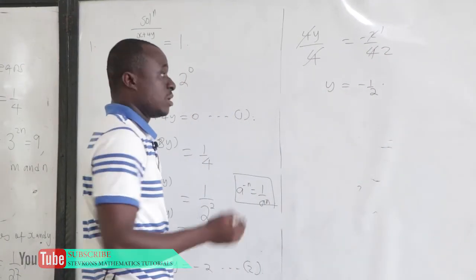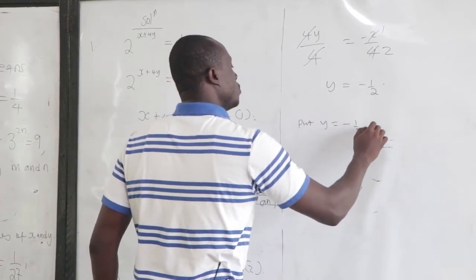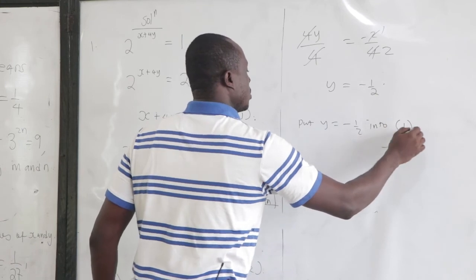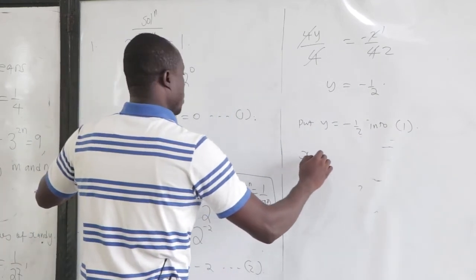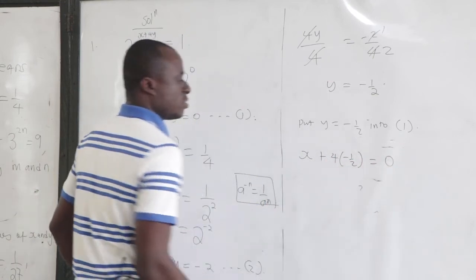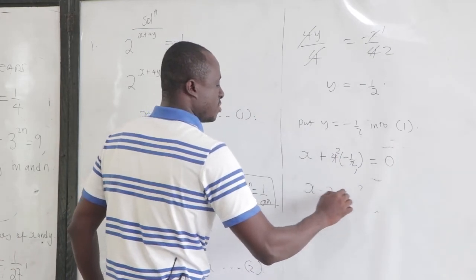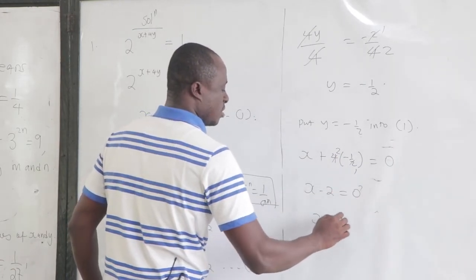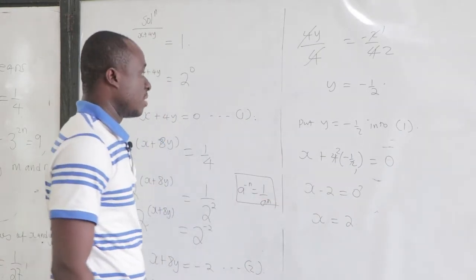We want to find x, so let's put y equal to negative 1 over 2 into any of them. We can say into equation 1. What is equation 1? Which is this? We have x plus 4 times y, where y is negative 1 over 2, equal to 0. This will be 1, this will be 2. So x minus 2 equal to 0. x equal to positive 2. This will go there. So we are going to get that.